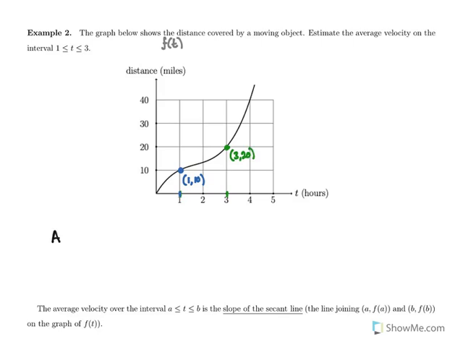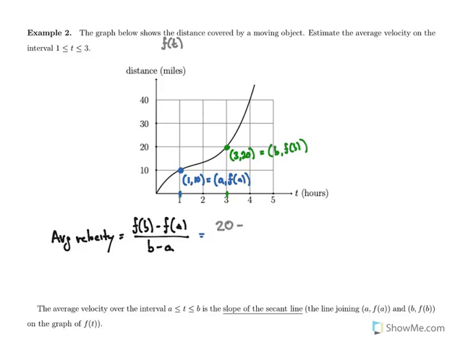So average velocity here is going to be f of b minus f of a over b minus a. Note that we are calling the first point a, f of a, and the second point b, f of b. So this is going to be f of b, which is 20, minus f of a, which is 10, over b, which is 3, minus a, which is 1, giving us 10 over 2, or 5. And the units here should be miles per hour. That's because the numerator is measured in miles and the denominator is measured in hours.